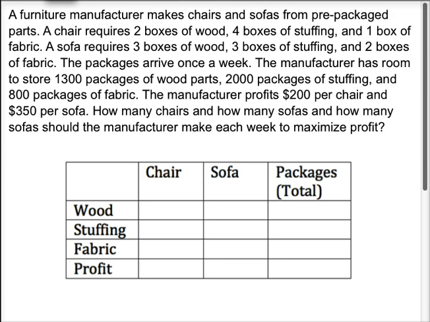A furniture manufacturer makes chairs and sofas from prepackaged parts. A chair requires 2 boxes of wood, 4 boxes of stuffing, and 1 box of fabric. A sofa requires 3 boxes of wood, 3 boxes of stuffing, and 2 boxes of fabric. The packages arrive once a week. The manufacturer has room to store 1,300 packages of wood parts, 2,000 packages of stuffing, and 800 packages of fabric. The manufacturer profits $200 per chair and $350 per sofa. How many chairs and how many sofas?